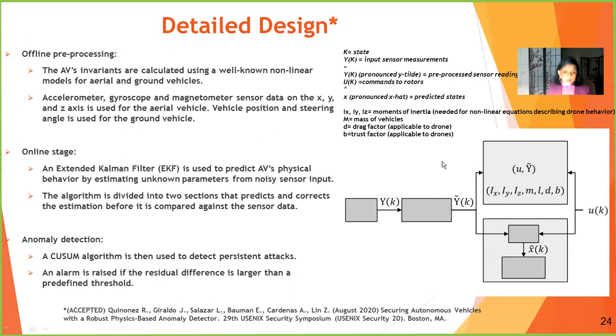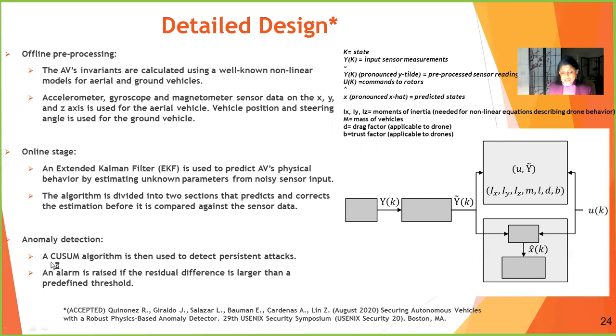Once we build the model, we go to the online stage. We didn't apply any fancy machine learning. We just used the extended Kalman filter, which has been used by control engineers for a long, long time. It is used to predict the AV's physical behavior by estimating unknown parameters from noisy sensor input. The algorithm is divided into two sections that predict and correct the estimation before it is compared against the sensor data. Okay, so that's the online stage.